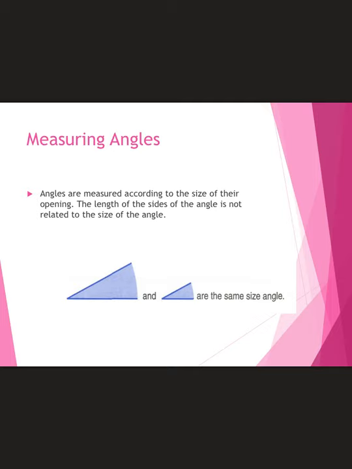So angles are measured according to the size of their opening. The length of the sides of the angle is not related to the size of the angle. So even though you can see in this picture that the first angle may look longer or larger than the second one, because the angle measures are the same, the angles are the same size.